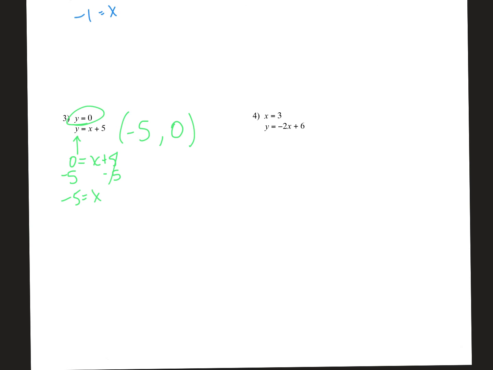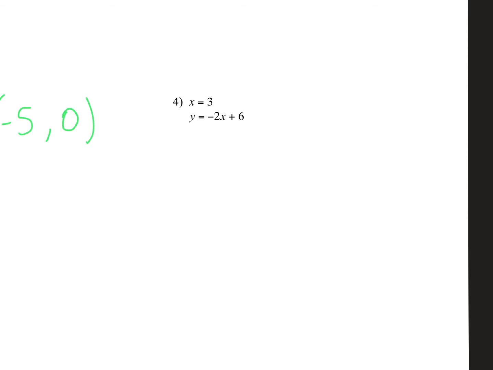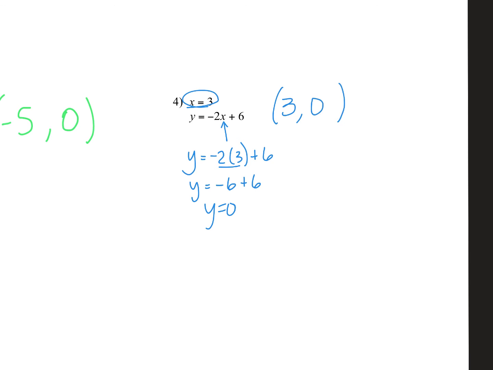All right, and then lastly, if you take a look at number 4, since I'm trying to come up with an ordered pair, I know my x value is already 3, so I'm going to plug that in. Again, the hardest part here is making sure you're plugging it in the right spot. So this is going to be y equals -2 times 3 plus 6. Y is going to equal -6 plus 6. Oh, check it out. Y is going to equal 0.